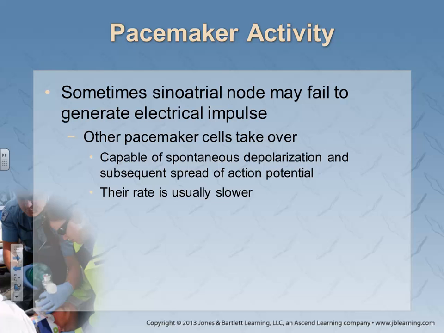If the SA node fails, what picks up? The AV node. However, it's not always the AV node. You could have ectopic foci in the heart because remember, what is the principle of all cardiac cells? Automaticity. So if some of the cells in the atria don't like the AV node and they think they can handle it on their own, then they may start firing. This is called an ectopic beat. Alright?